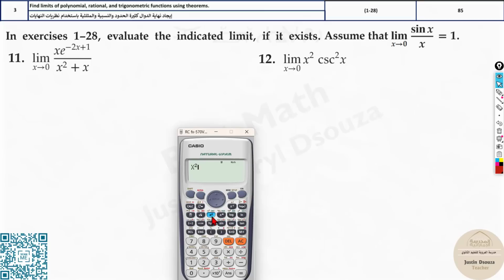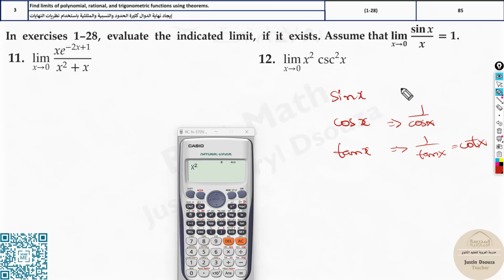All you do is x squared. How do you do cosecant? Sorry, CSC. You should know the reciprocal identities. I'll write sine x, cosine x, tan x. The reciprocal of tan, that is 1 divided by tan, is cotangent, cot x. Very simple. 1 divided by cosine and 1 divided by sine. These are all called reciprocal identities.